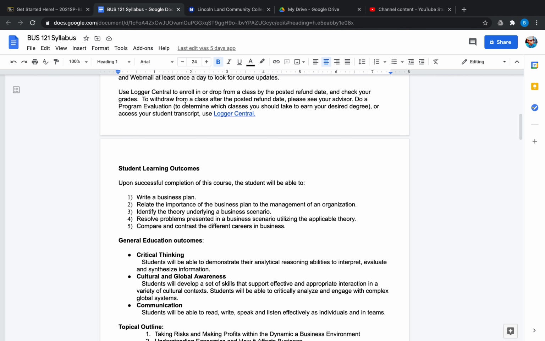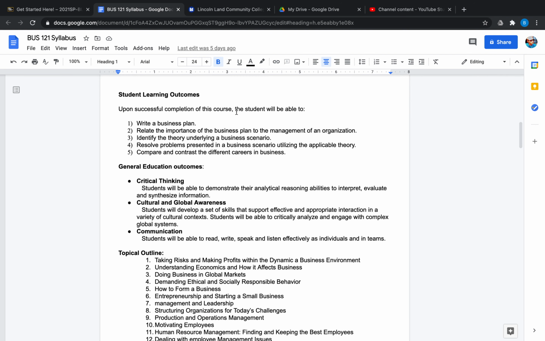Logger Central, use that to enroll or drop any classes. Please be mindful of any refund dates that you have. If you do have any questions about that, please contact your advisor. And then I also have a link to Logger Central here as well. Pretty much anything that you could ever need from Lincoln Land is out there on Logger Central. So if you haven't checked it out, I highly recommend doing that and familiarizing yourself with that site.